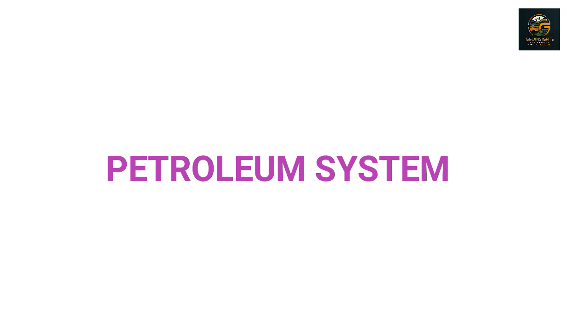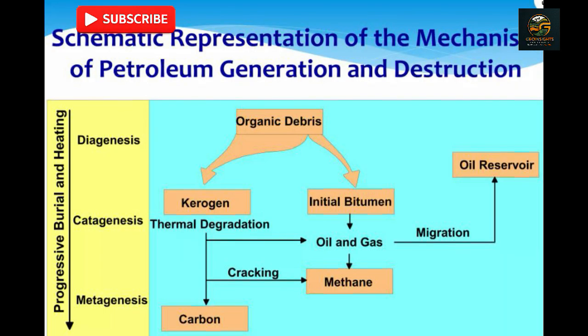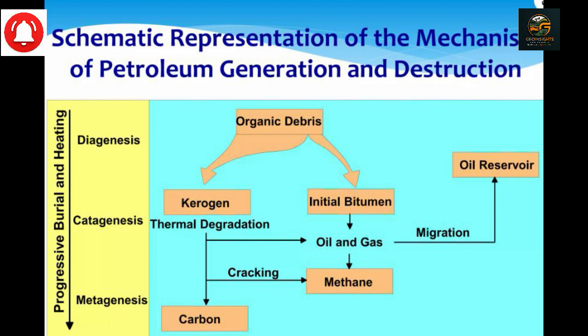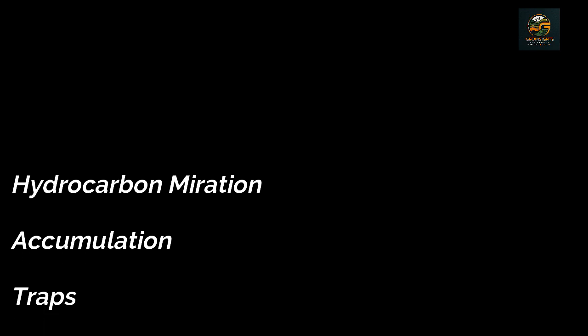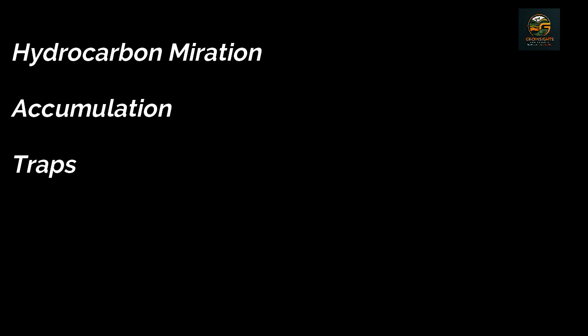In our previous sessions, we talked about the source rock, which is considered the most important element of the petroleum system because it is the place where hydrocarbons are generated. We also discussed hydrocarbon generation, including the transformation of organic matter into oil and gas under suitable temperature and pressure conditions. In today's session, we will complete our journey through the petroleum system by discussing hydrocarbon migration, hydrocarbon accumulation, and traps. These are the final stages that determine whether hydrocarbons can be discovered and produced economically.